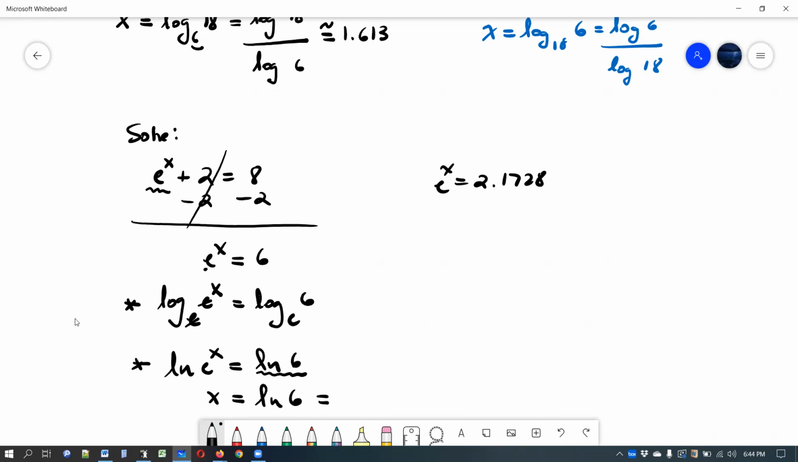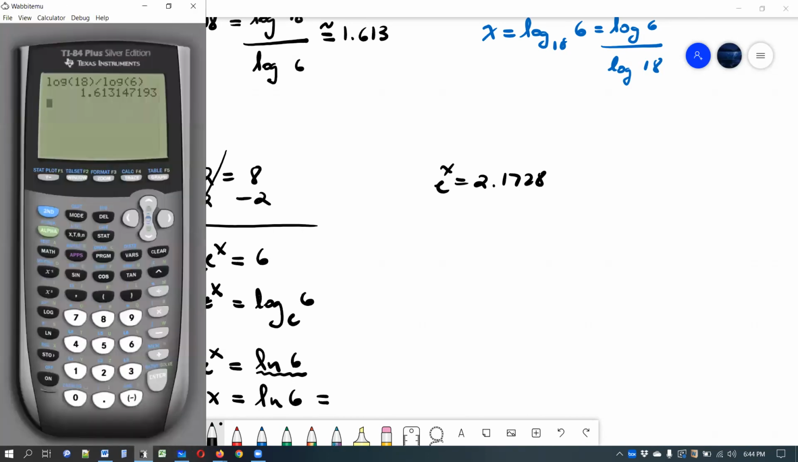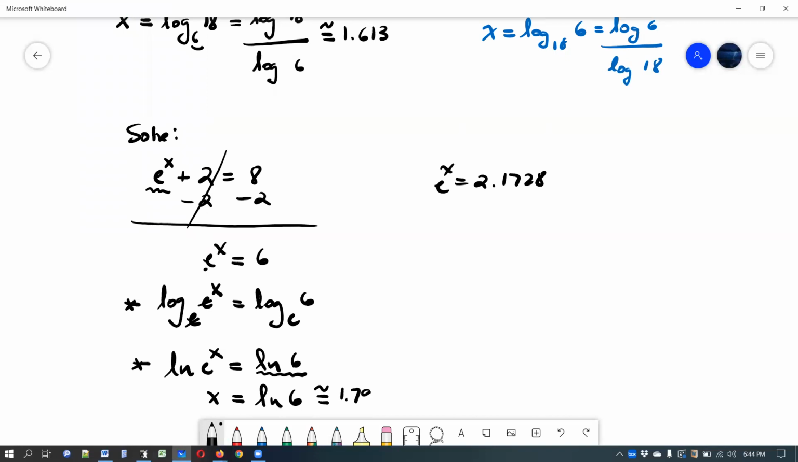So I'm going to take a look at the calculator now. This is log base 10. The ln is log base e. So this is the one you have to click, 6. And we get 1.79 approximately, if it's 2 decimals. Okay. All right, so this is good.